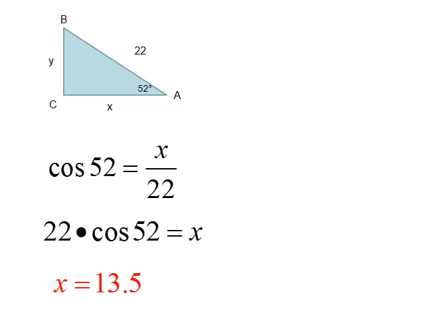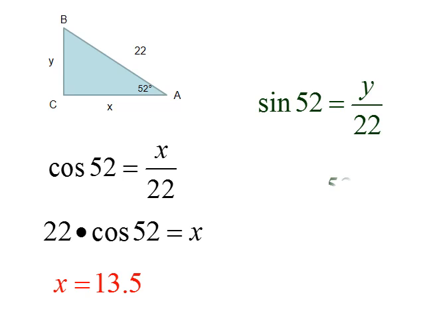We're going to follow the same process to find side y. So looking at angle 52, side y, and side 22, we should be able to come up with that relating to the sine, because we have opposite over hypotenuse. So our equation will be sine of 52 equals y over 22.